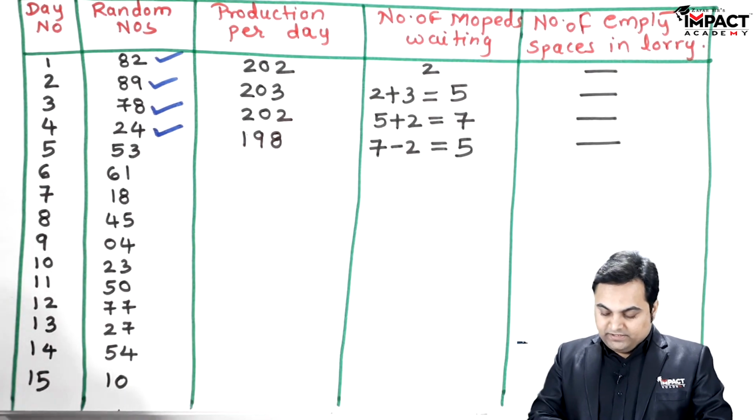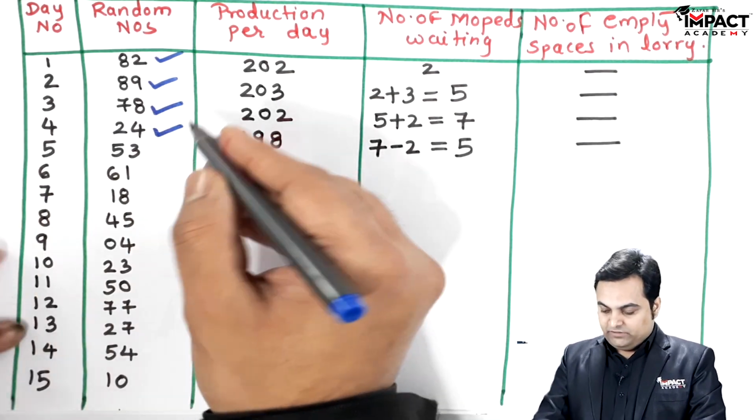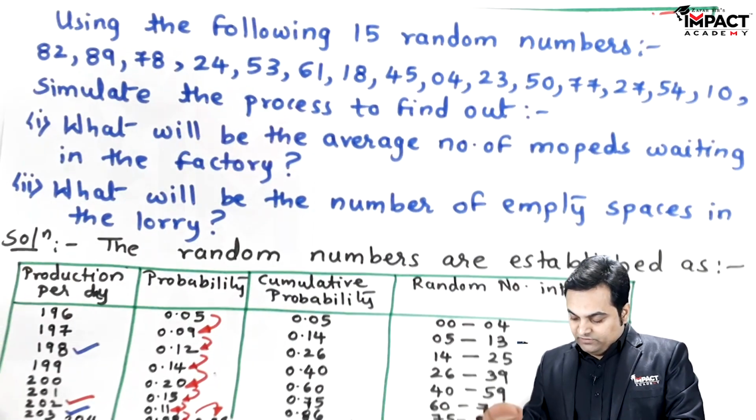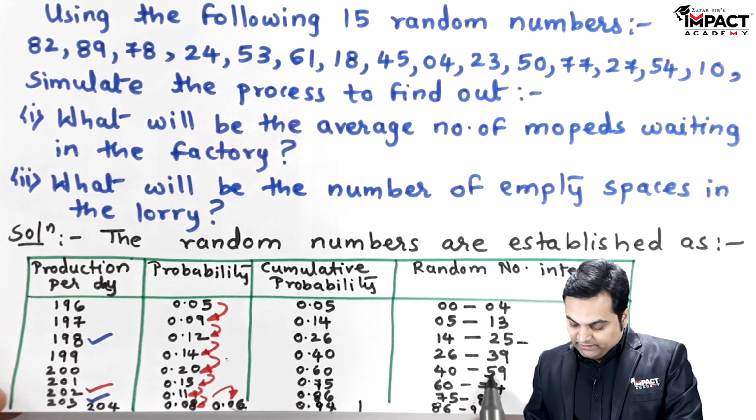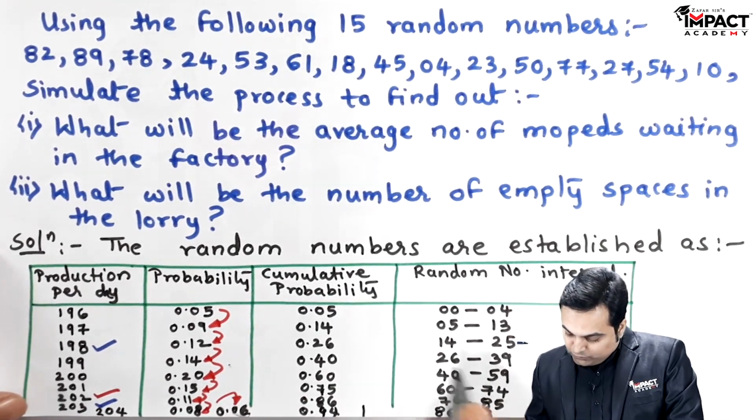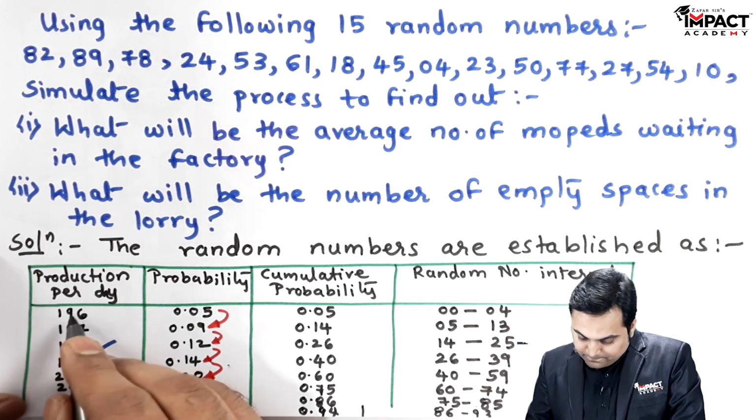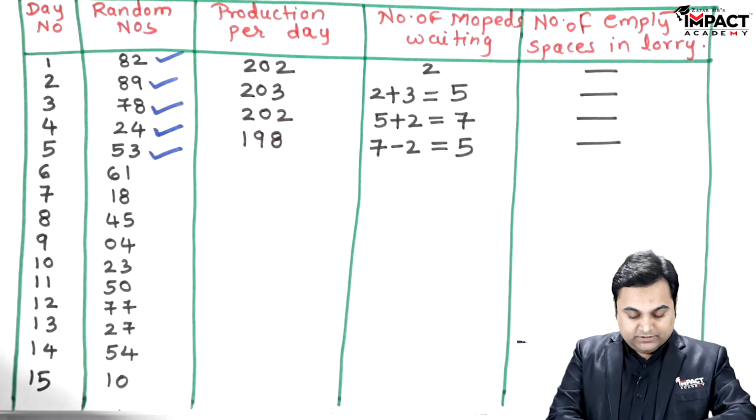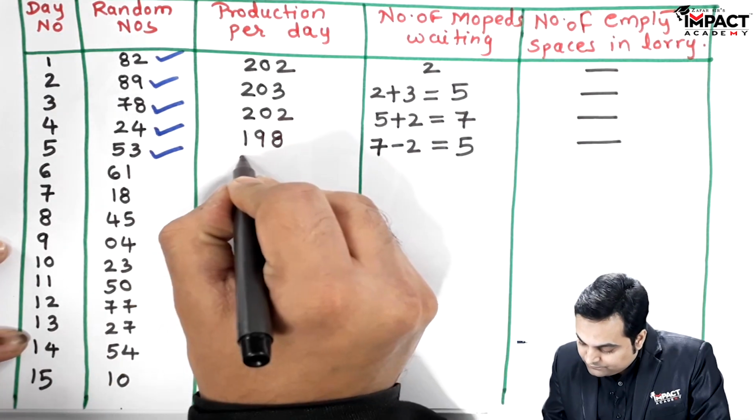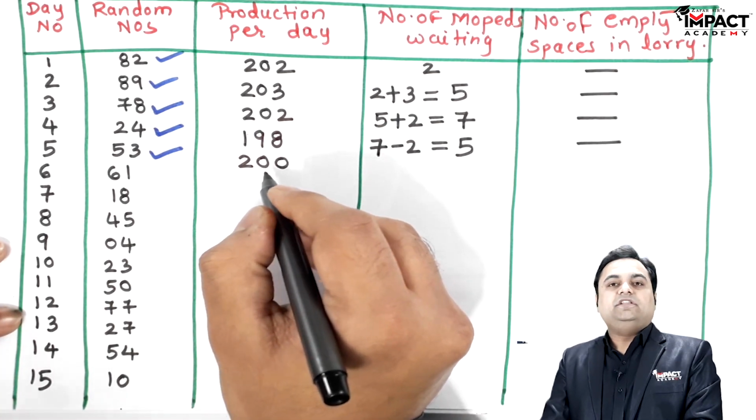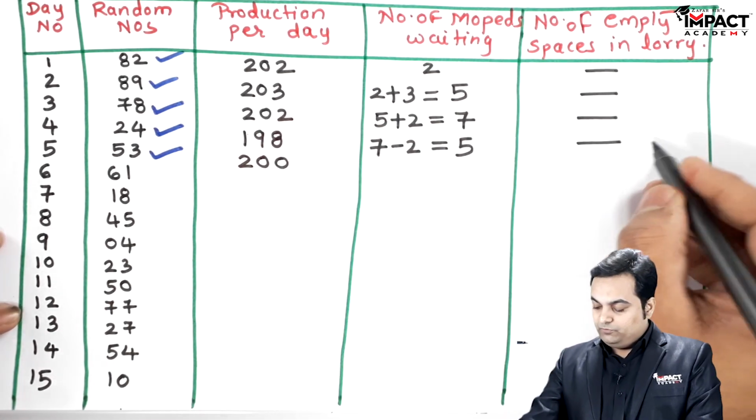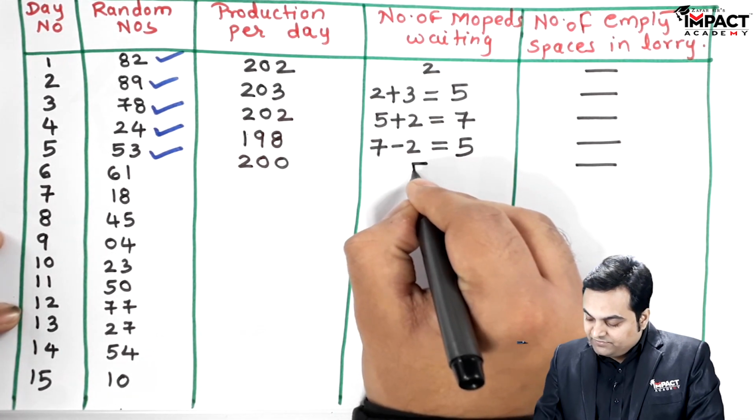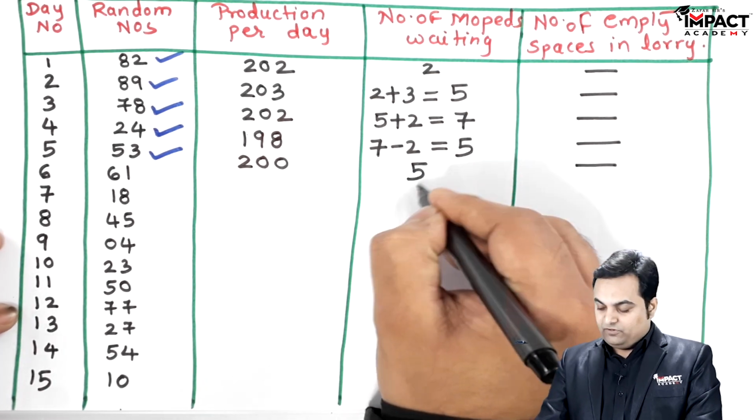Next, the next number is 53. So again go into the interval and see 53 is there in which random number interval. So 53 is there between 40 and 49. And when I go back, here there are 200 mopeds, that is the production per day. So I am writing 200. So exact manufacturing has been done, that is 200. So all the mopeds would be transferred. So again no empty spaces in the lorry here, and these 5 mopeds remain as it is because now we are not taking any mopeds from here.